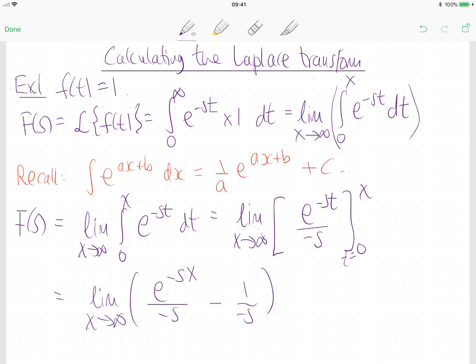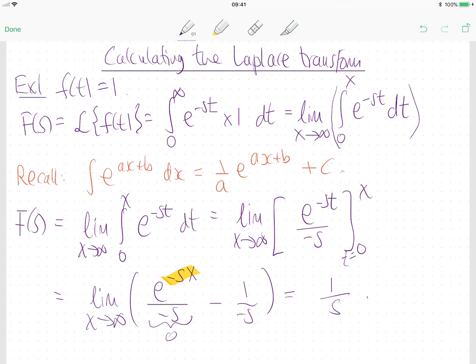Okay, now take the limit as x goes off to infinity. So we have e to the minus sx. So what happens when big X gets very large? We end up with a very large negative number in the exponent, and this is going to get closer and closer to 0. That's the way the exponential function appears if we were to sketch it. So actually, this first term here will go to 0, leaving us with minus, which goes to a plus 1 over s.